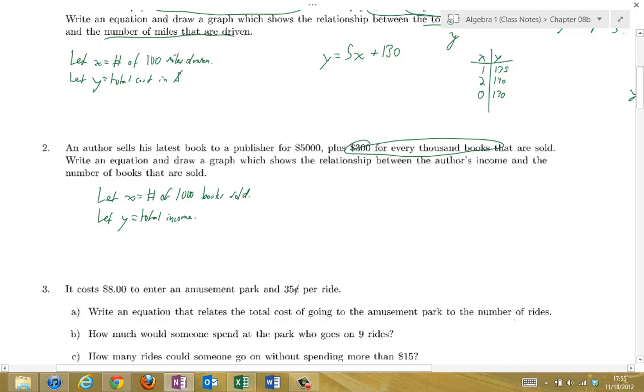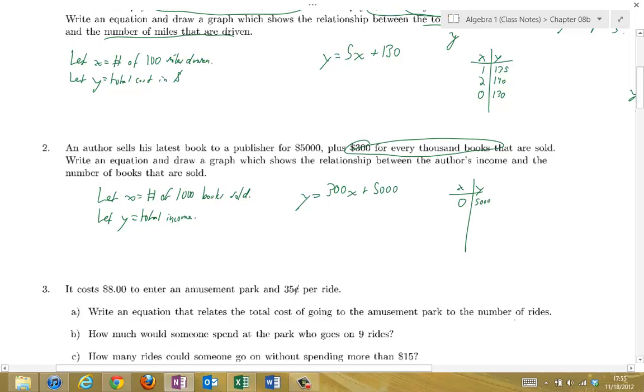X is the number of 1,000 books sold, Y is the total income. So Y would be equal to 300x plus our base cost of 5,000, since it's $300 for every 1,000 books sold, that's our rate. Again, let's look at a t-chart just to get an idea of what's going on with the numbers. We'll start this time with 0.